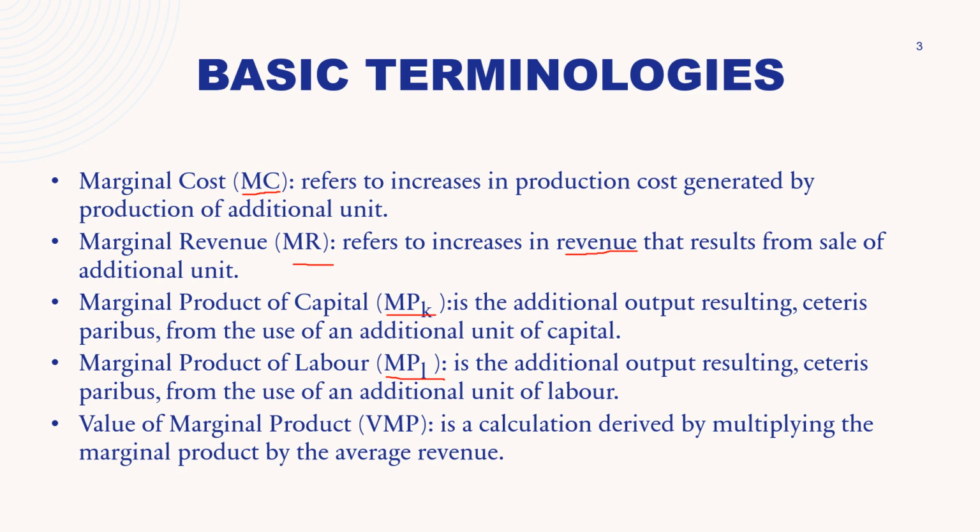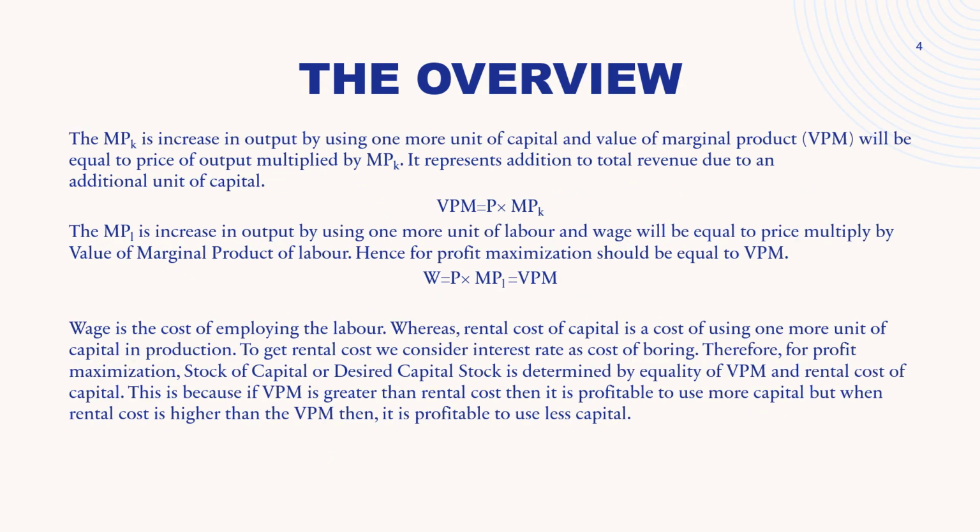Value of marginal product, VMP, is a calculation derived by multiplying the marginal product by the average revenue. Let's take an overview of the topic. The MPK is the increase in output by using one more unit of capital, and the value of marginal product VMP will be equal to the price of output multiplied by MPK. It represents the addition to total revenue due to an additional unit of capital.